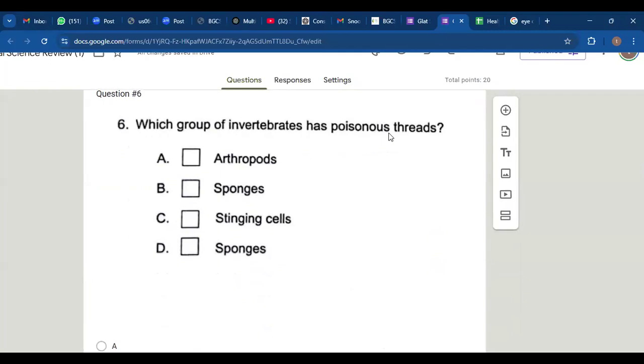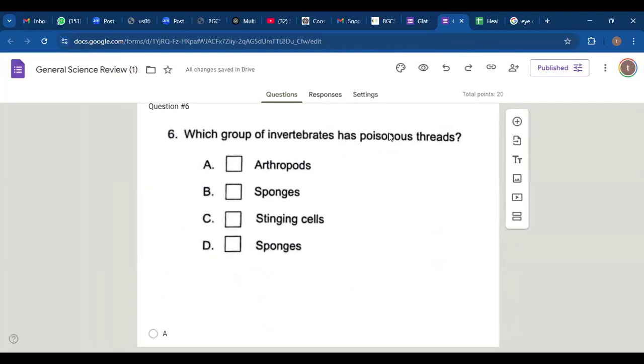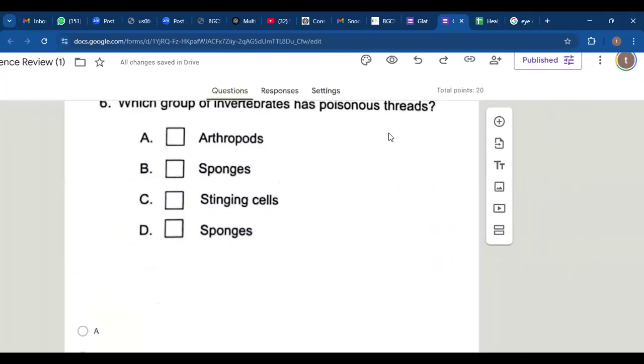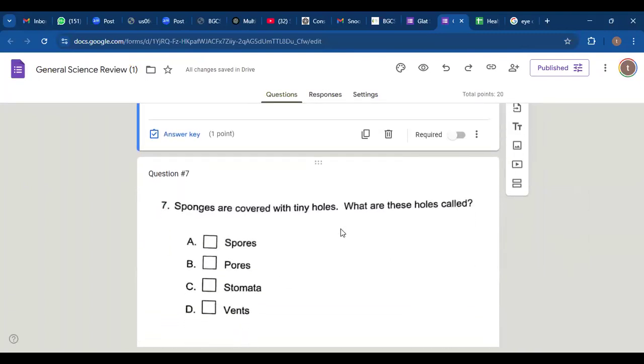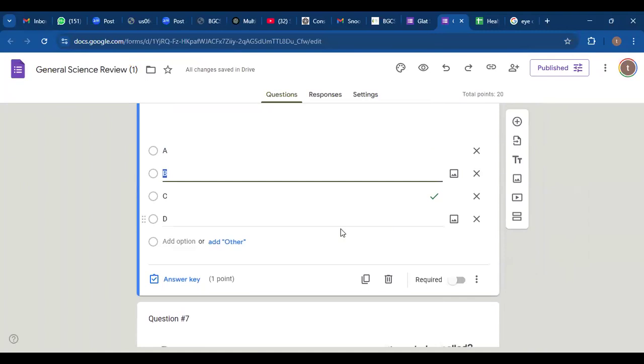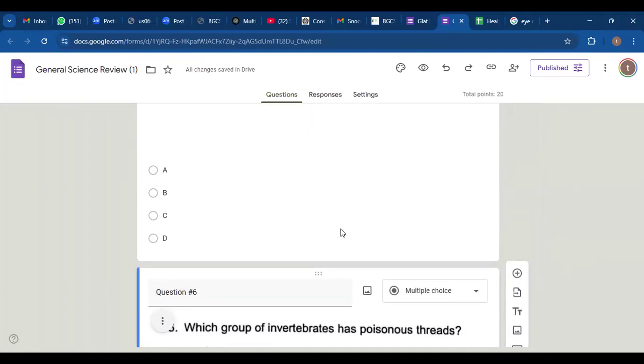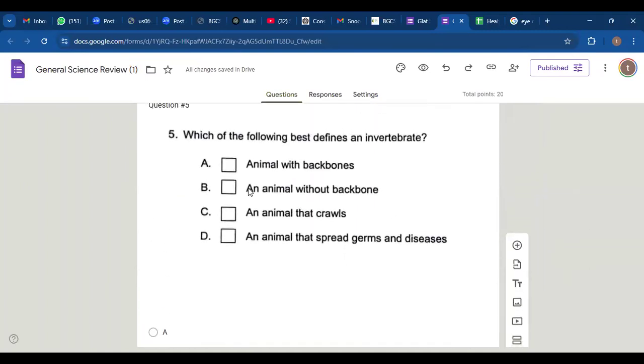C. Stinging cells. Very good. Excuse me, Mr. Petit, what did you get for number 5? Number 5 was animal without a backbone, B.